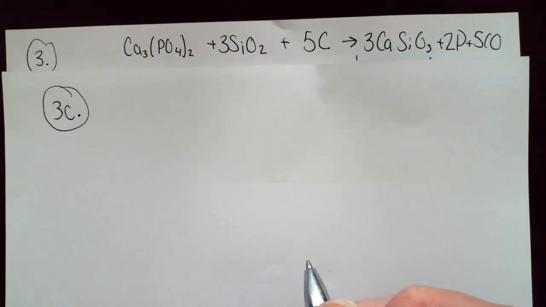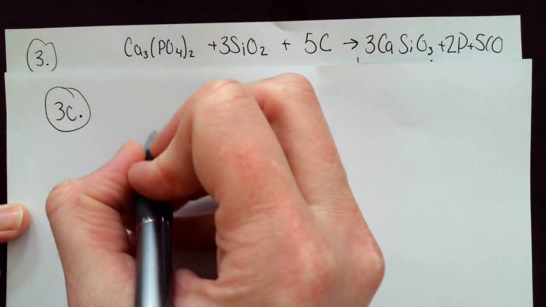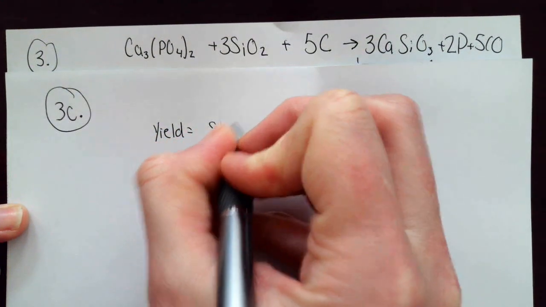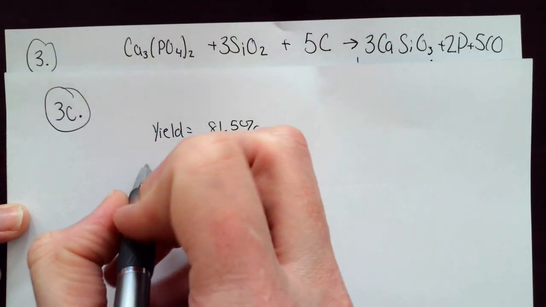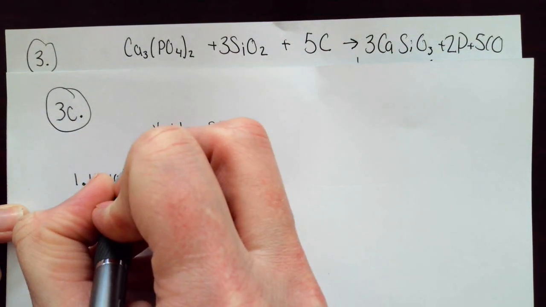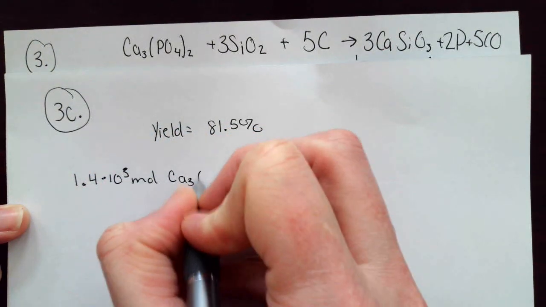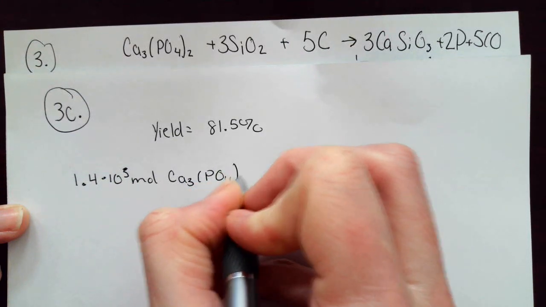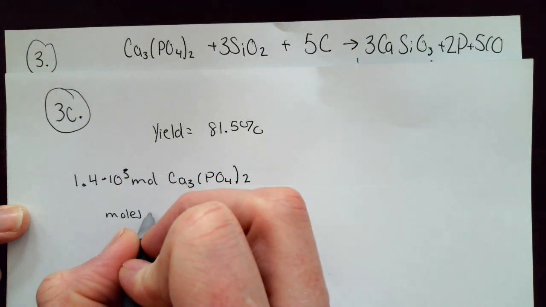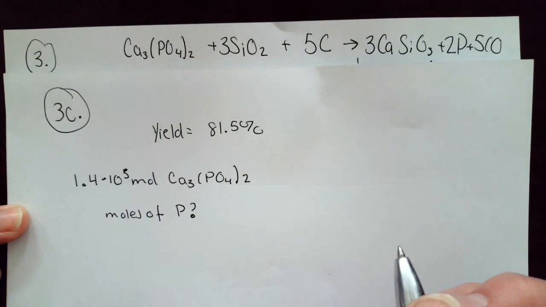So it says that the engineer in charge of this process expects a yield of 81.5%. If you have 1.4 times 10 to the 5th moles of calcium phosphate, how many moles of phosphorus will you produce?